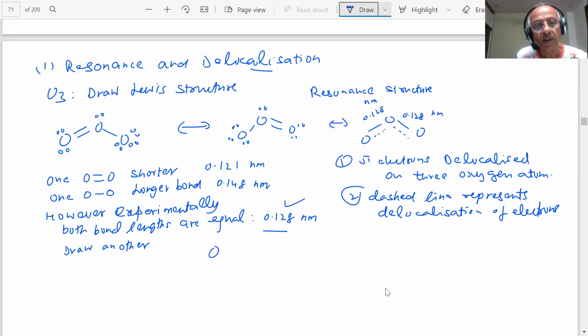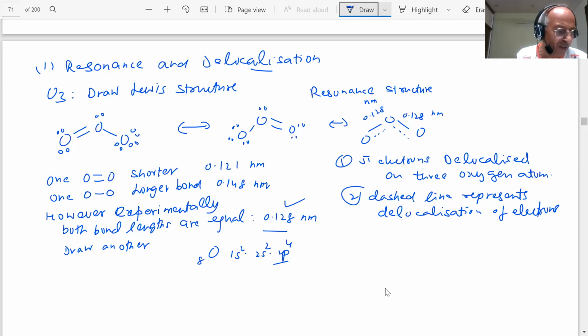What is the oxygen? 8, 1s2, 2s2, 2p4. When oxygen is forming a bond with itself, students, you know that oxygen is 6 plus 2, 8. Oxygen has a double bond, but one is a sigma and one is a pi bond.